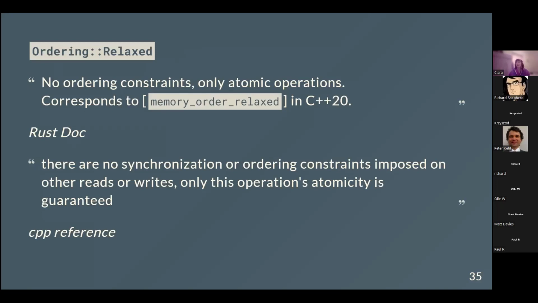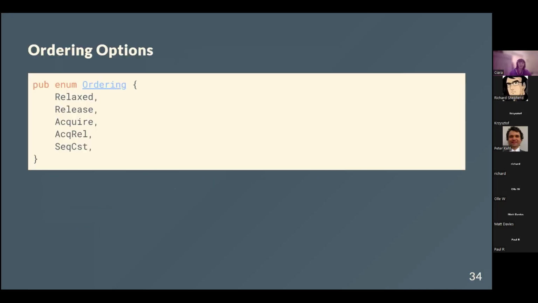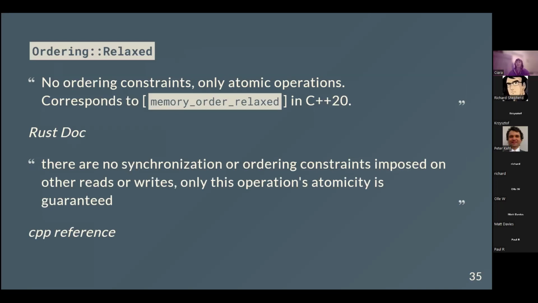Relaxed: if you look at the doc in the Rust compiler, it says no ordering constraints, only atomic operations. This corresponds to memory_order_relaxed in C++20. All of those memory orderings, relaxed, release, acquire, acquire-release, sequentially consistent, are taken from C++11's memory model, and C++20 is the latest, with all the modern things. And I would really recommend, if you're reading up on this, to use the C++ doc, because it is good. So for the remaining definitions in here, I'm going to use the C++ ones.